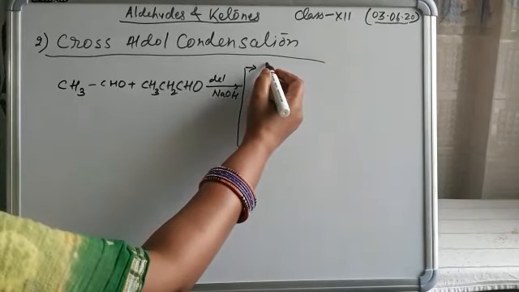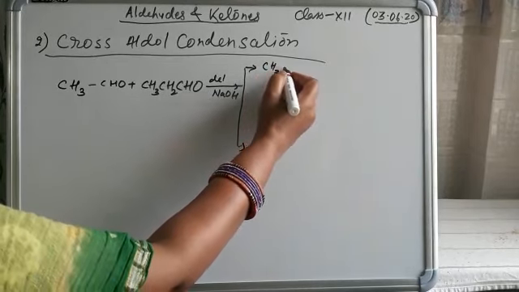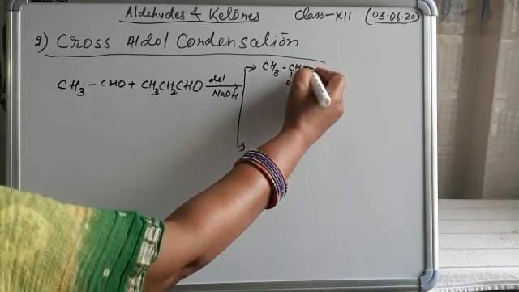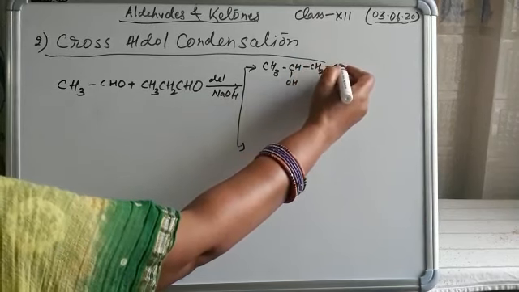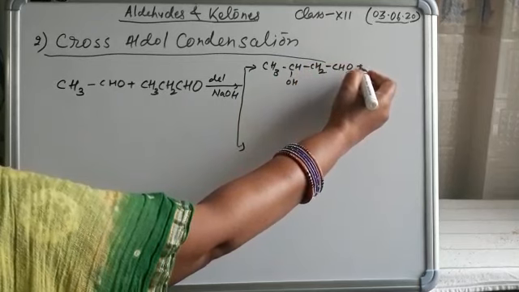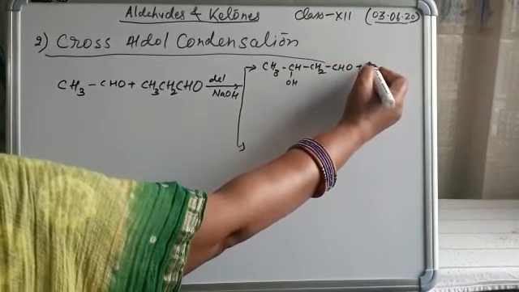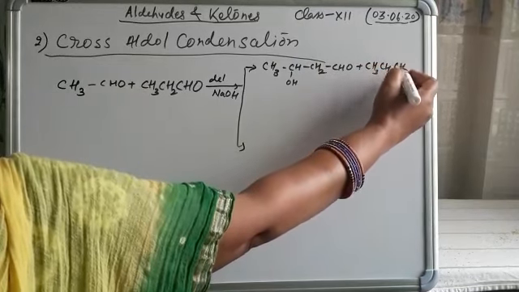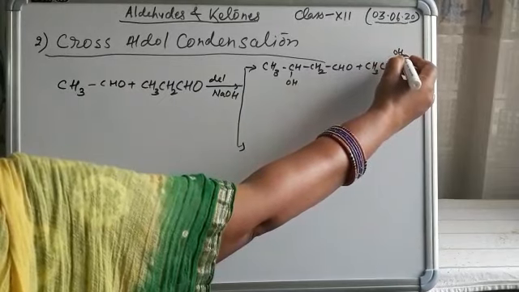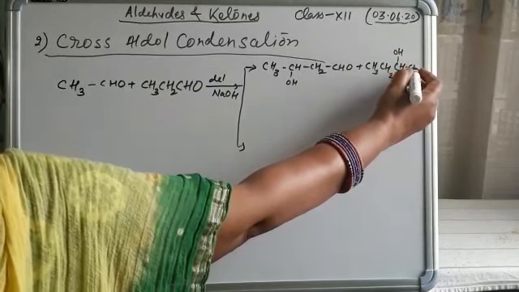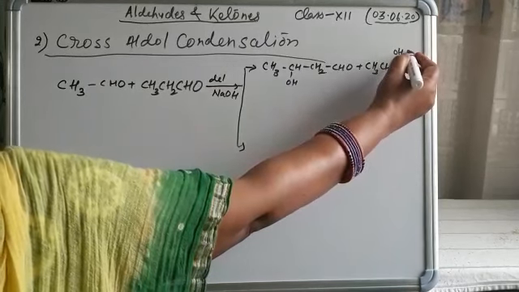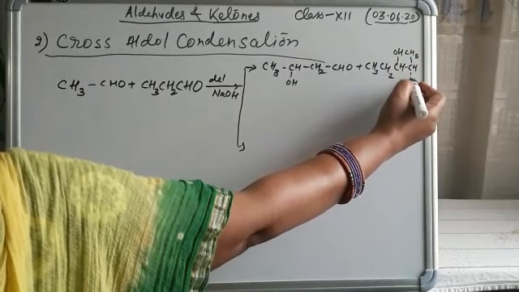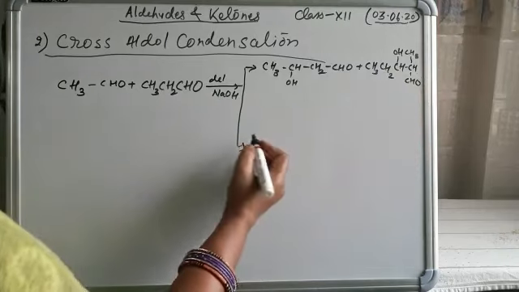So write down the products: CH3 CH OH CH2 CH2, one product. Number 2, CH3 CH2 CH OH CH, again CH3 and CHO. Here it connects with CHO.